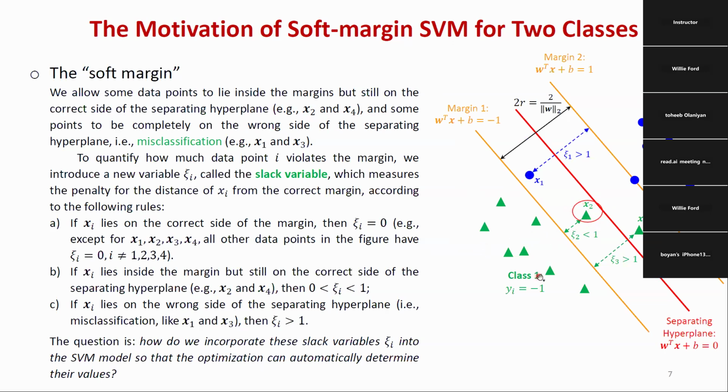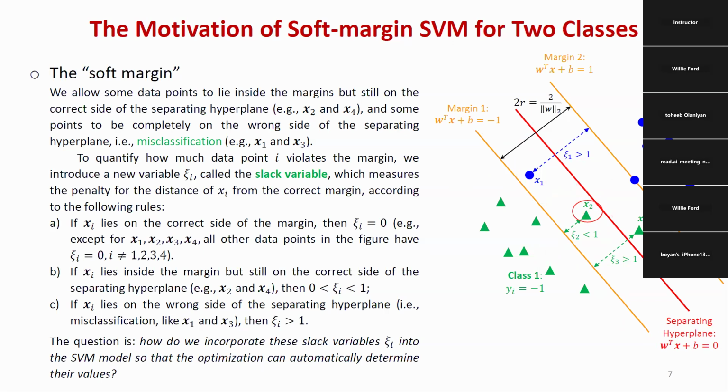First of all, x2 belongs to class 1, I mean this green triangle is class 1, right? So x2 is indeed class 1, and x4 is indeed class 2. Correct. However, there's an issue. Did you see it? Although they're on the correct side of the separating hyperplane, they are inside the margin line. Ideally I want all those class 1 points out here, but x2 is inside the margin line, and similar for x4. So this is one issue.